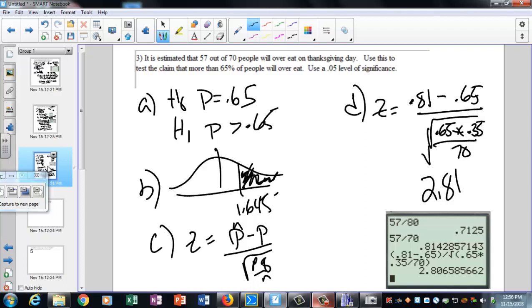I wasn't here, but how do I know if there's a right tail or left tail? Great question. How do you know whether it's right tail or left tail? This sign here will tell you. If it's greater than, it's on the right side. If it's less than, it's on the left side.